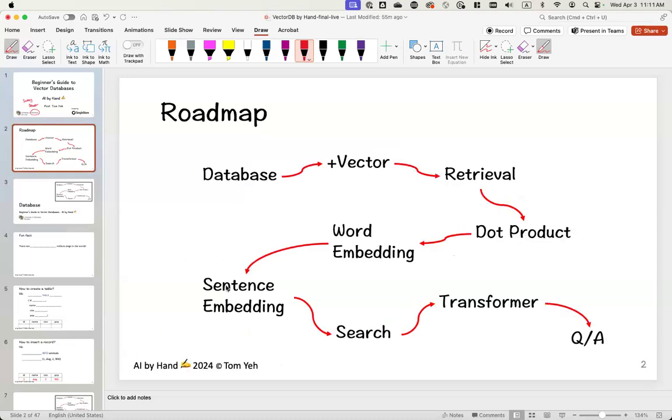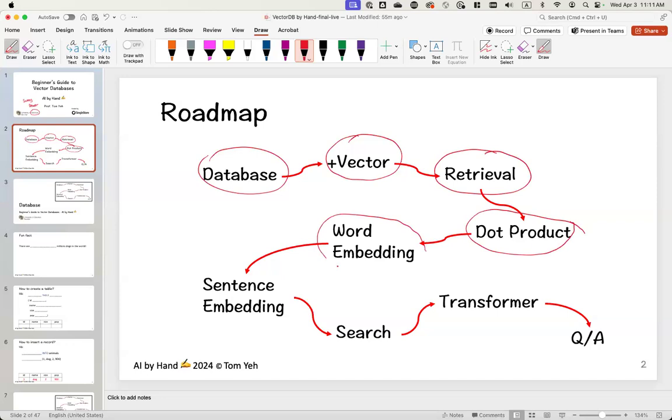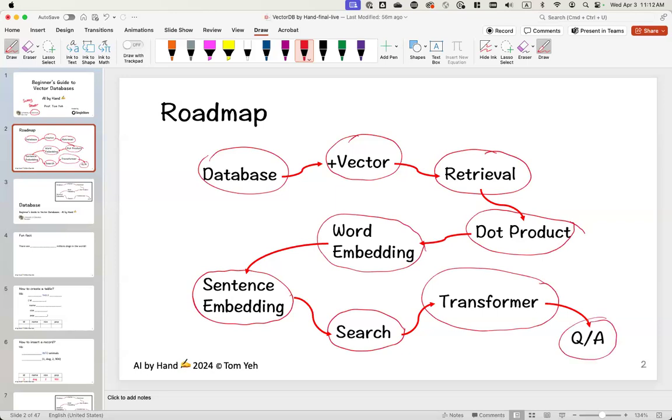Anyway, today's plan, the roadmap of today's lecture: I'm going to start with a little review of what a database is, and then we'll talk about how we can add vectors to the database and how we can retrieve records from the database, and how the dot product works, and how to go from dot product to word embedding, and how we go from word embedding to sentence, which is a series of words, and how we can search a database with lots of embeddings. And if we have time, we can talk about some transformer, and then we'll have some question and answer at the end. So this is the roadmap.